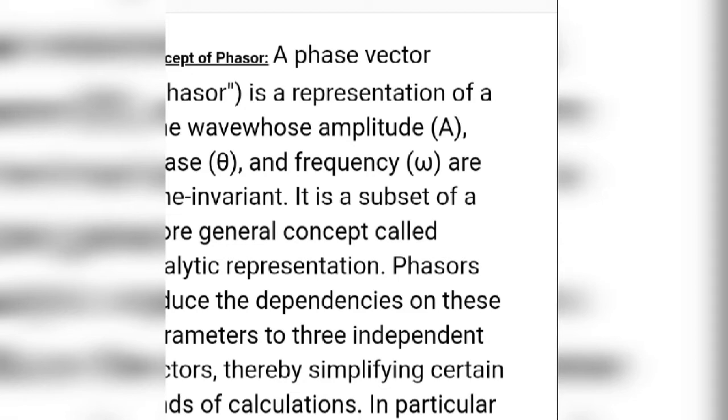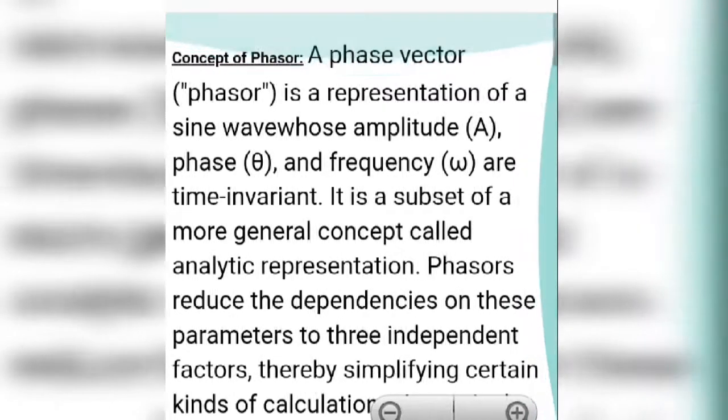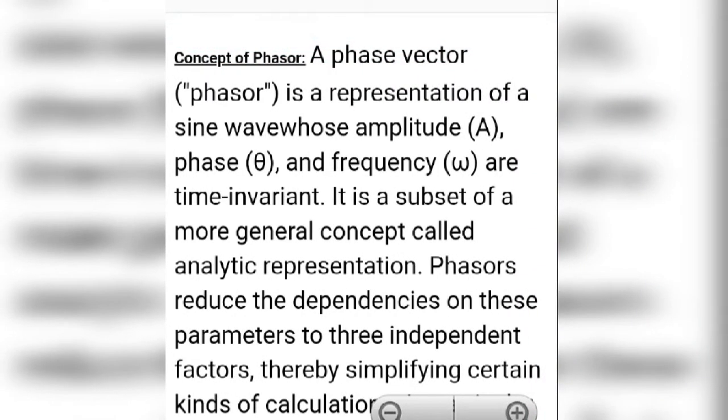Today our topic is the concept of a phasor. A phase vector: when a phase has a vector angle, that is why it is called the phasor. A phasor is a representation of a sine wave whose amplitude, phase, and frequency are time invariant.